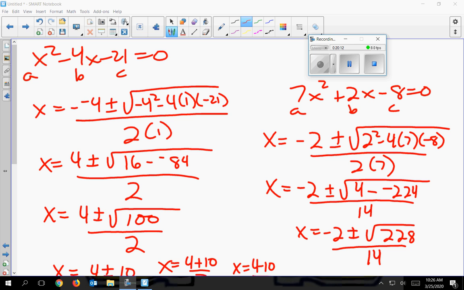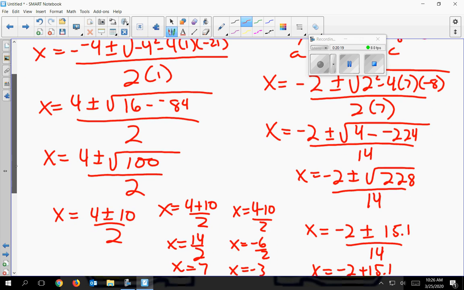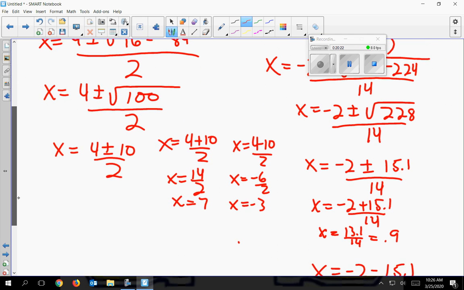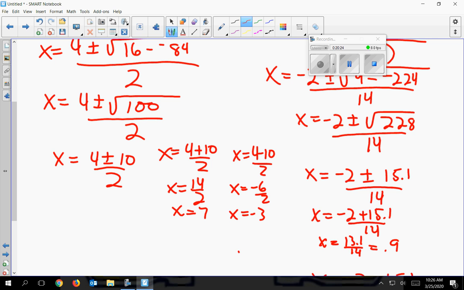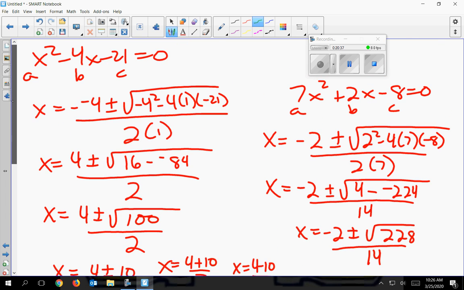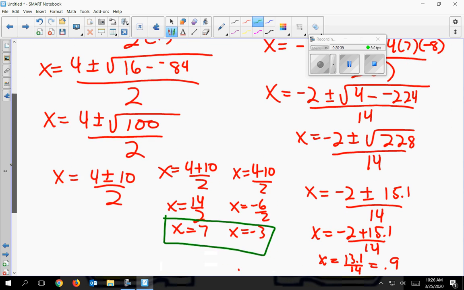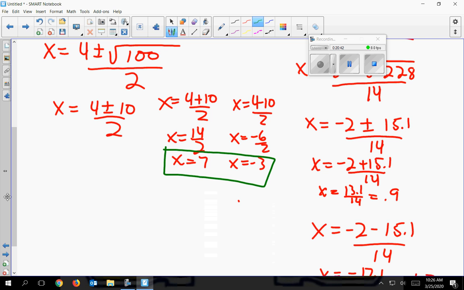Okay, so here are your solutions, and taking up a ton of room. Okay, so plugging in everything, being really careful with my signs. For the first equation, I get my two answers, +7 and -3. Okay. For the second one, once again, just kind of doing all my work and being really careful with my signs. I get down here the square root of 228, and I plug that into my calculator. I rounded it to 15.1.